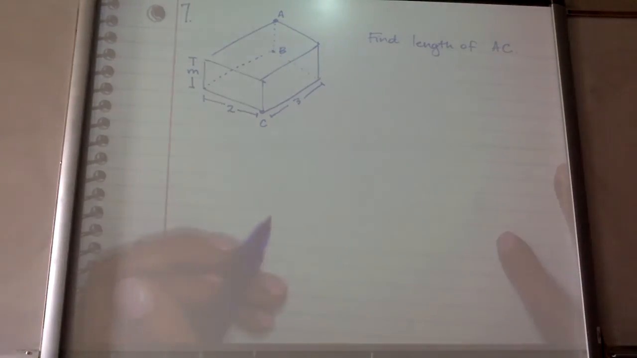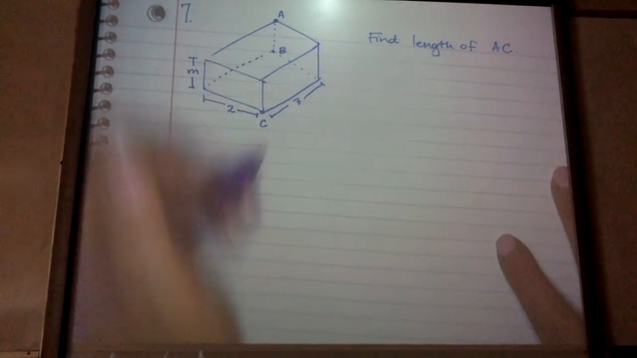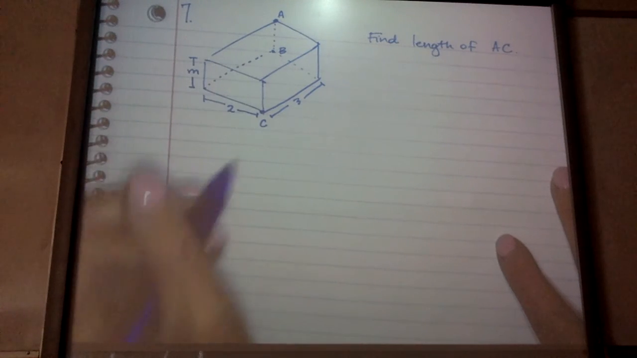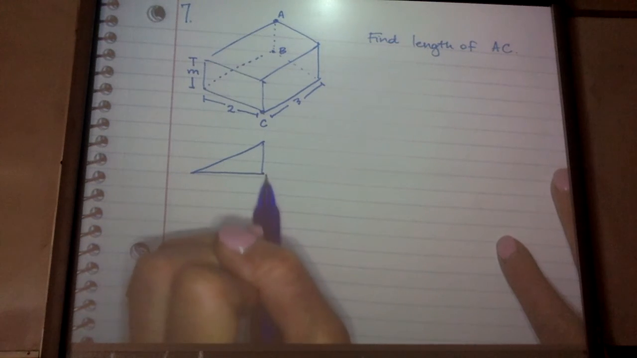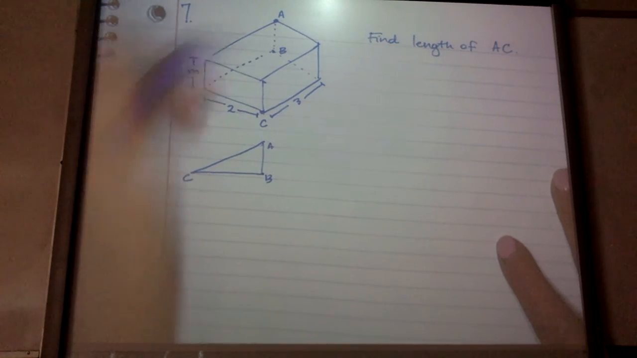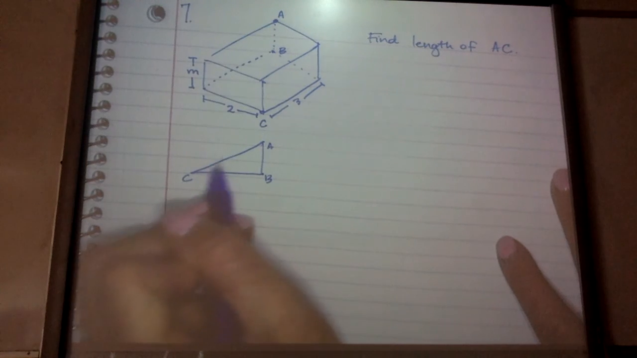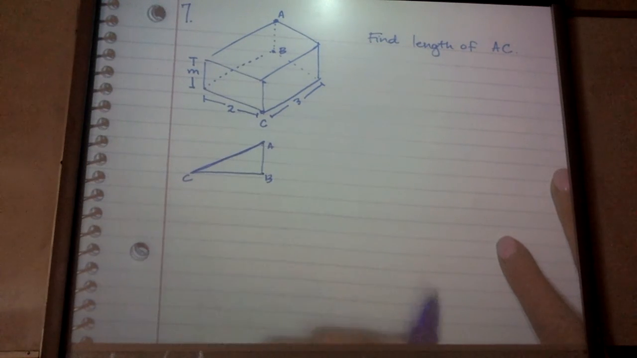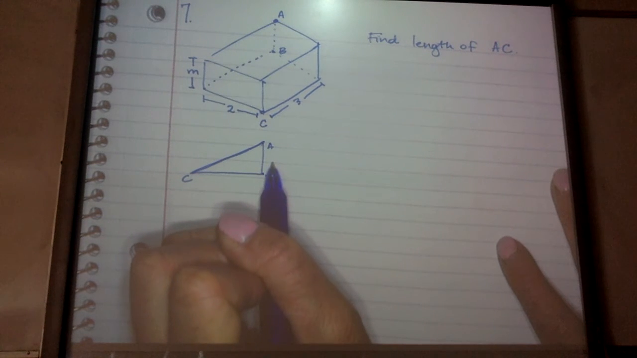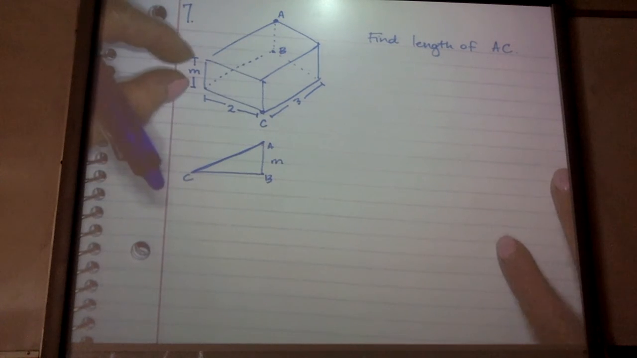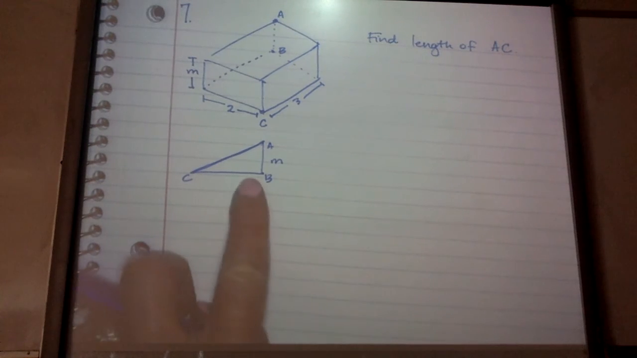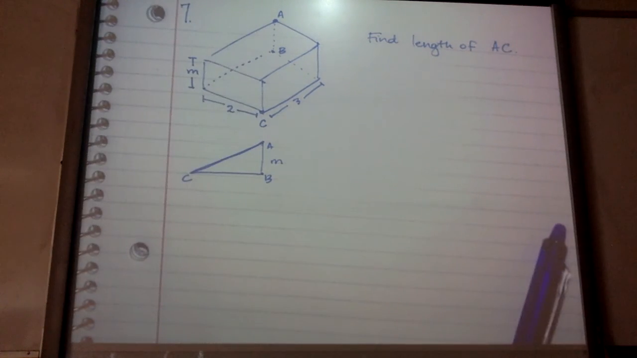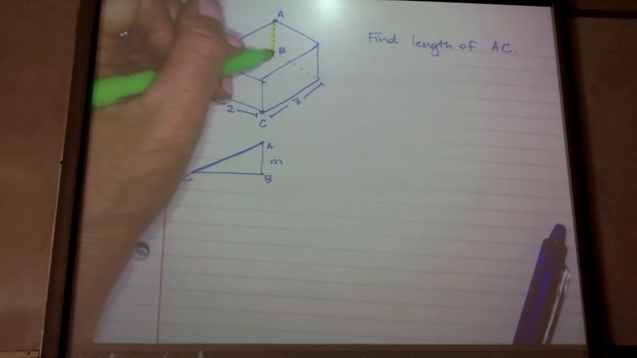All right, so I'm going to draw the triangle that they're asking for. They want AC, and I hope you can see that triangle. They're wanting to know this value here. So I'm going to label the pieces I do have. I know that this is M, because if this height here is M, then so is this one. I don't know what BC is. So here is AB, and here is BC.